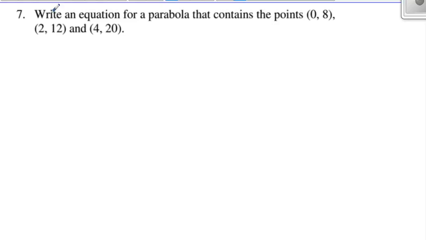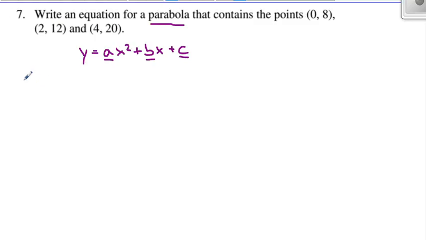So first off, we need to understand that since we're writing the equation for a parabola, our equation is always in the form y equals ax squared plus bx plus c. And our goal is to figure out a, b, and c. And since there are three unknowns, we need three equations. And to get three equations, we need 1, 2, 3 points.